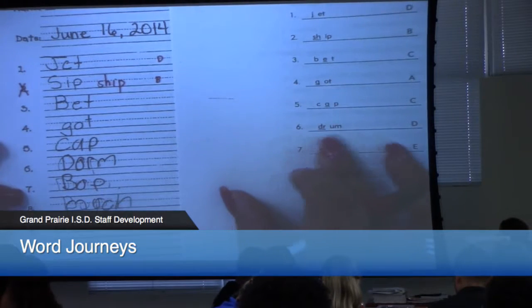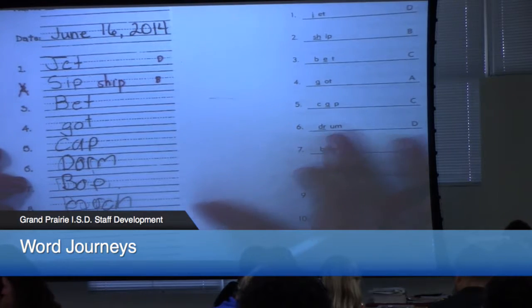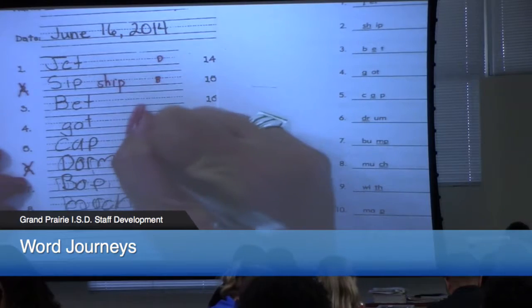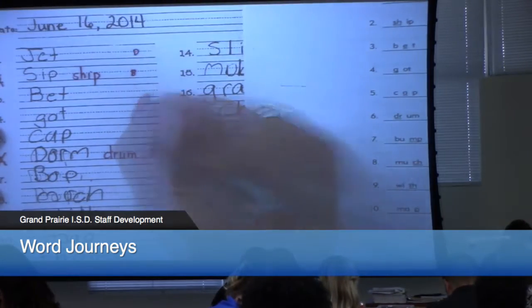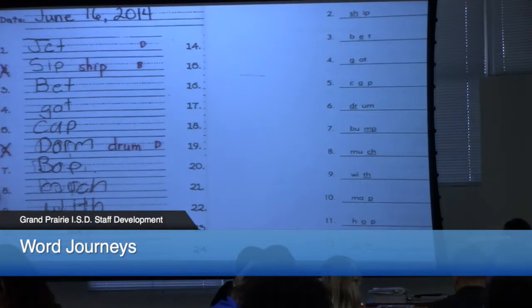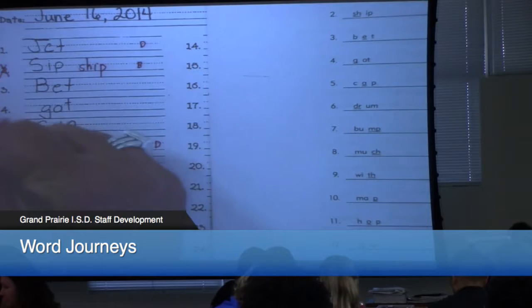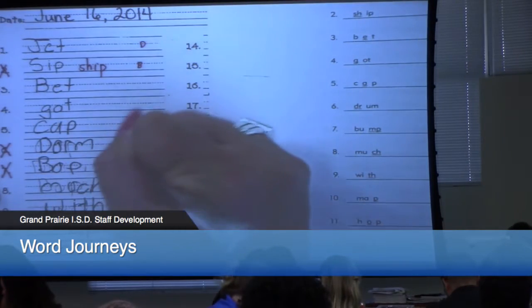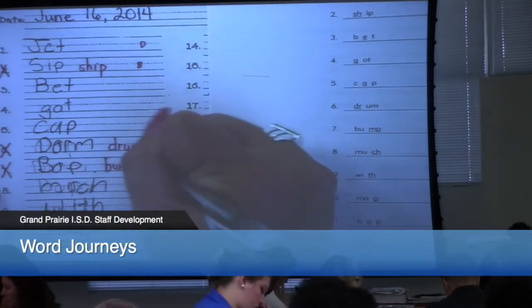Number 6 is what? Drum. Baby wrote what? Dorm. So we're going to mark it wrong. We're going to rewrite it the correct way. And what letter goes next to that? D. Next one is supposed to be bump. She put bop. So we're going to mark that wrong. We're going to rewrite the correct word bump. And we're going to put the letter E.